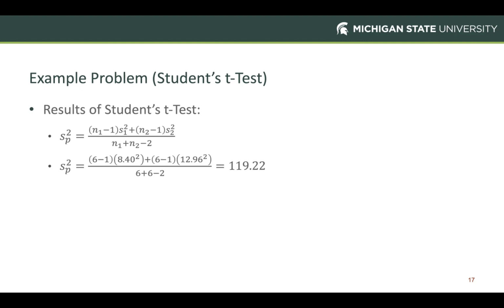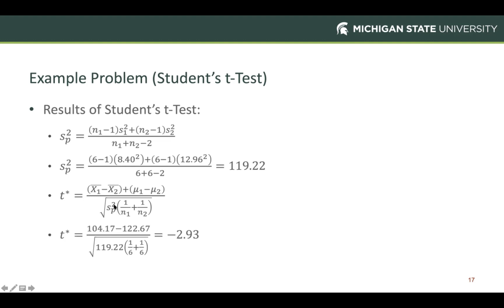So I just want to make sure that point is crystal clear for everyone. Going through these calculations, we'll find that our pooled variance is equal to 119.22. We could take the square root of that quantity, and we'll basically find that would put us between the 8.4 and the 12.96. Okay, and so we take that pooled variance and plug that into our t-statistic calculation.